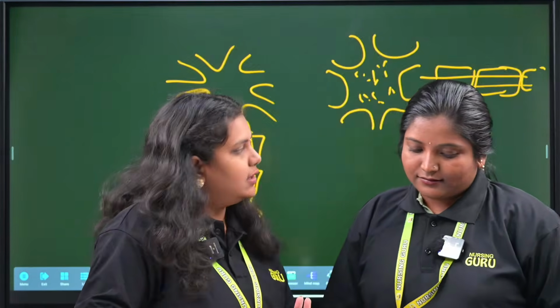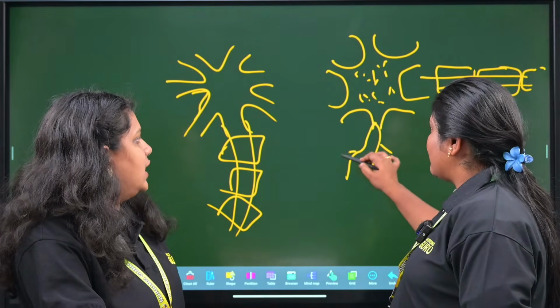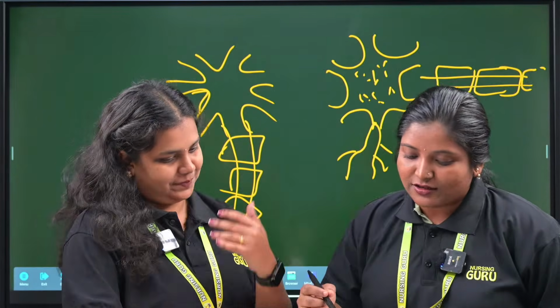Then the brain and the cranial nerves. We have 12 cranial nerves that you should study, and the functions of the cranial nerves. Certain mnemonics will come.